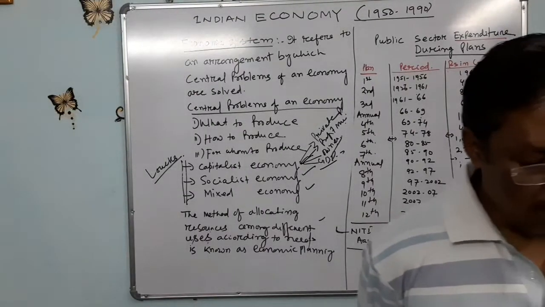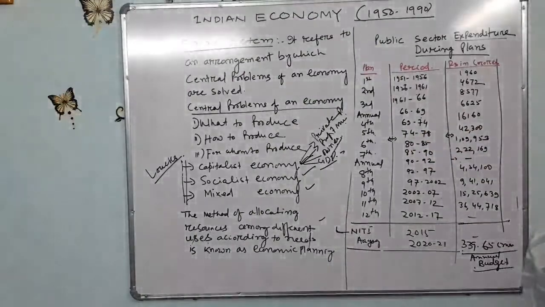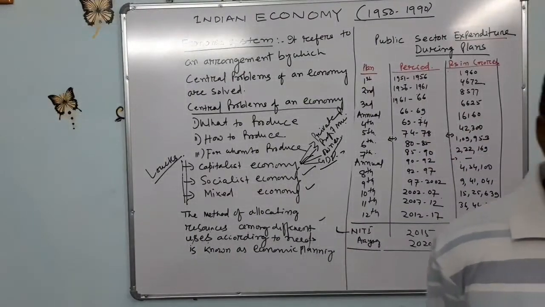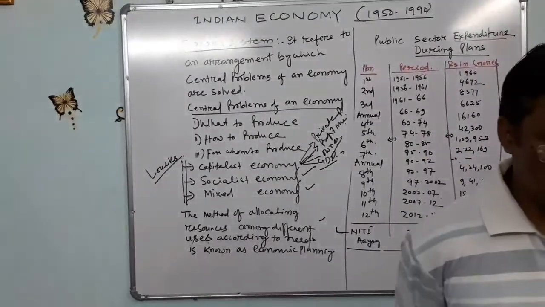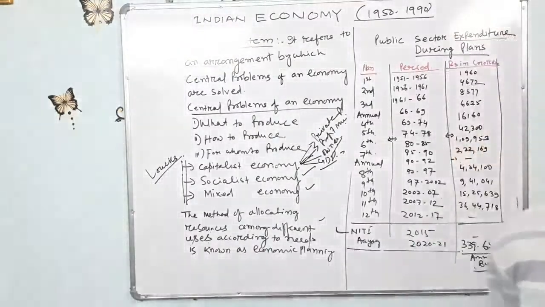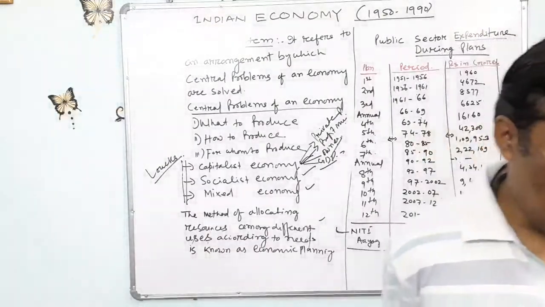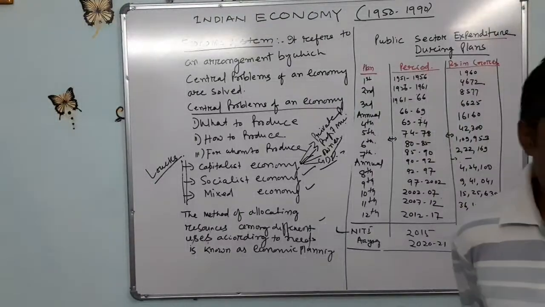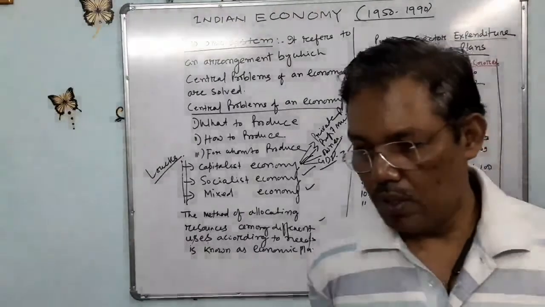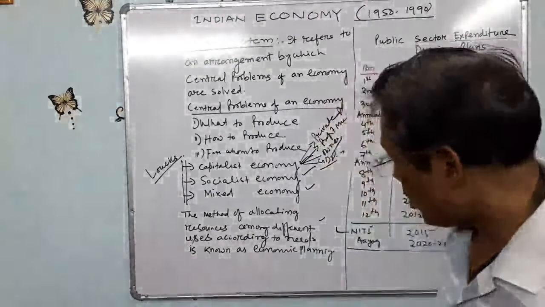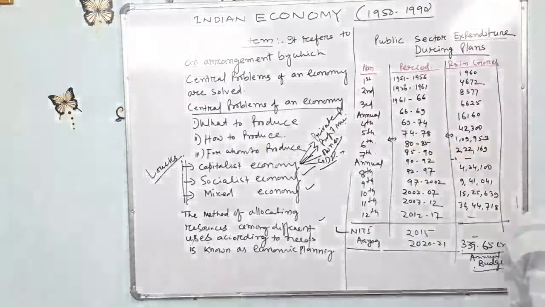The Planning Commission was constituted in 1950 and set up with the Prime Minister as its chairman. The purpose of this Planning Commission was to carefully assess the human and physical resources of the country, and to prepare plans for effective utilization of resources. Remember, effective utilization of resources.